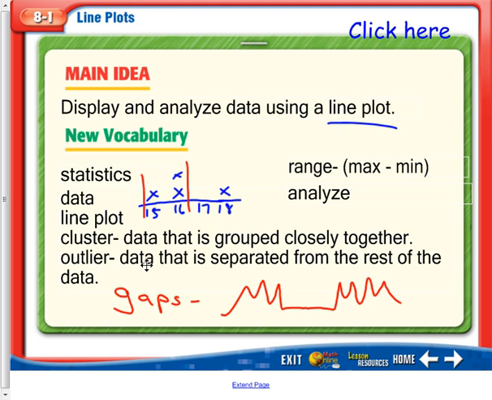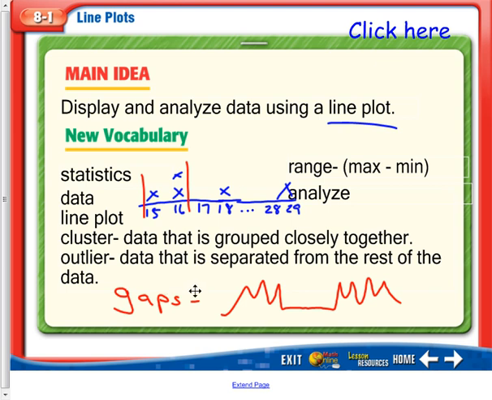Outlier. An outlier is data that's separated from the rest of the data. So let's say, for example, if I continue this out, and let's skip a few here, and if I said 28, 29, and all of a sudden I had one way out here at 29, okay, I could say that 29 is an outlier because it's data that's separated from the rest of the data. Now, if there's other data out there, I wouldn't call it an outlier, but if it's all by itself, then yeah, I could go ahead and call that an outlier.